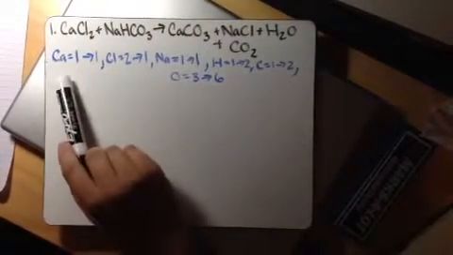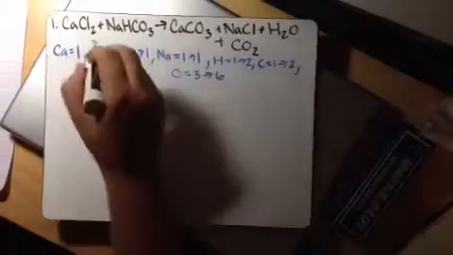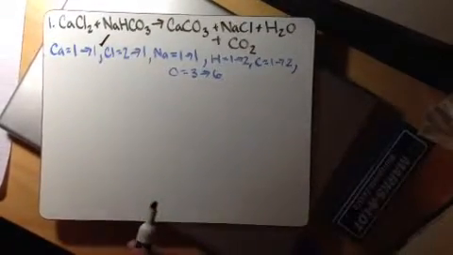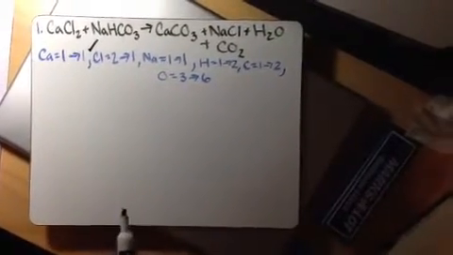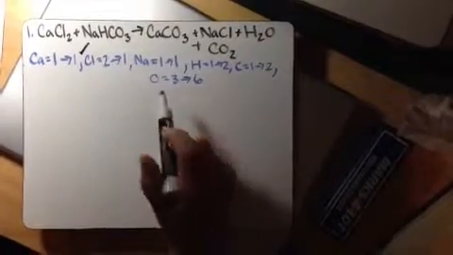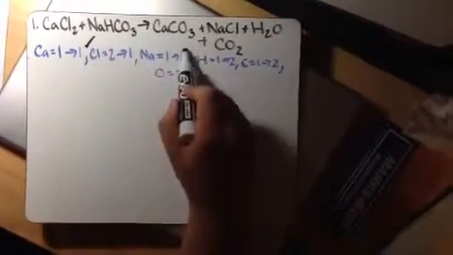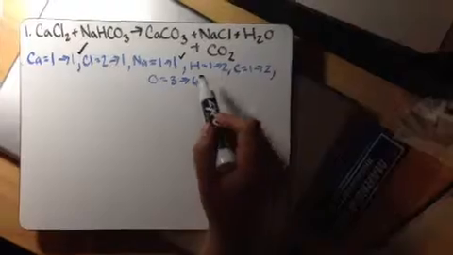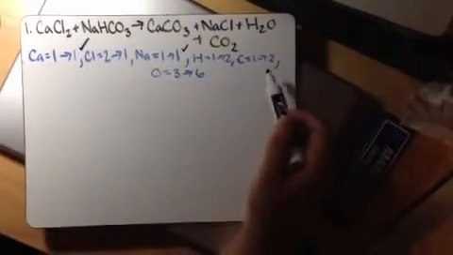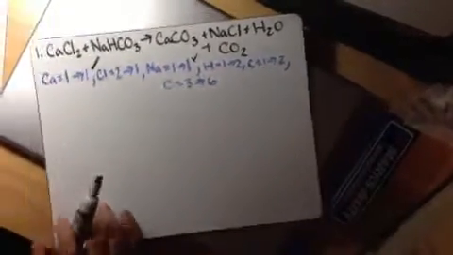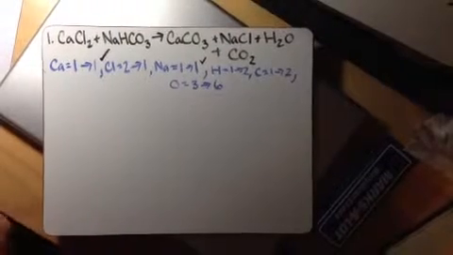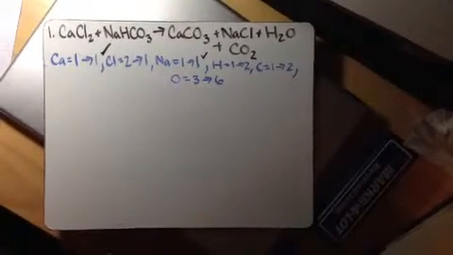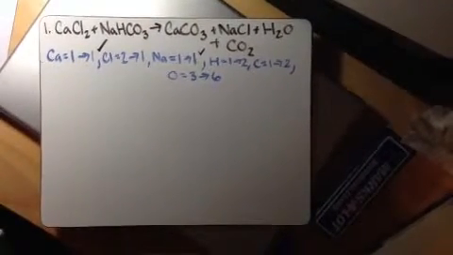So for calcium, we have 1 to 1, which is great. Hopefully it stays that way. For chlorine, we have 2 to 1, so we'll have to fix that. For sodium, we have 1 to 1. That's awesome. We'll see if it stays. Hydrogen 1 to 2, carbon 1 to 2, oxygen 3 to 6. So first, we're going to fix the oxygen because it has the most.